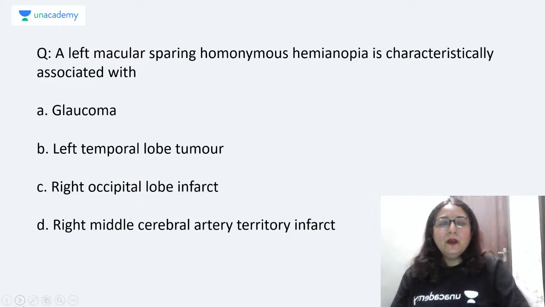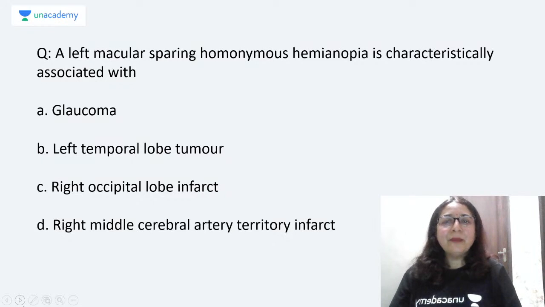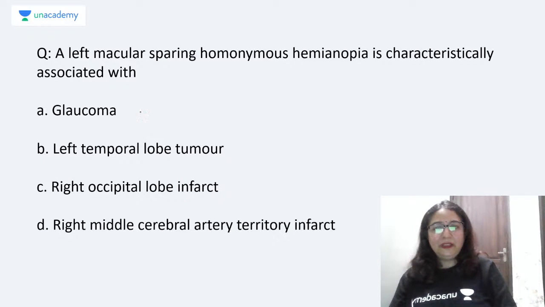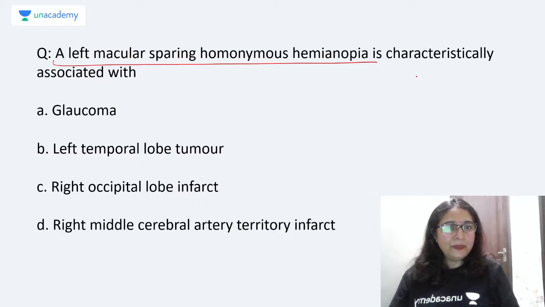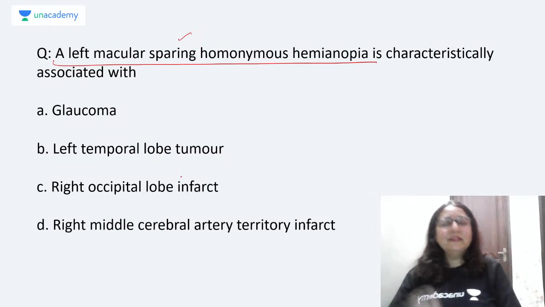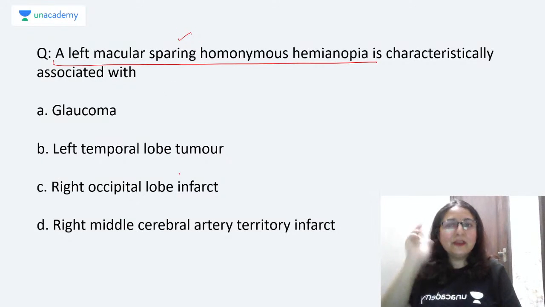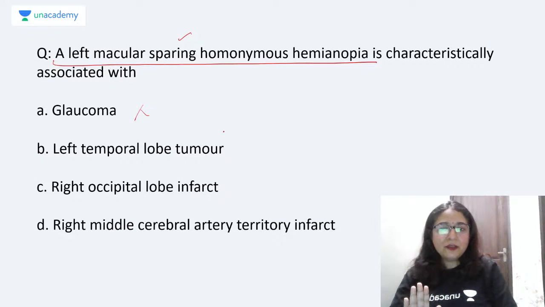Okay, coming to the last MCQ. No, one more is there. A left macular sparing homonymous hemianopia is characteristically associated with which lesion? Again, a revision which I have told you repeatedly: the words macular sparing homonymous hemianopia should ring that the lesion is in the occipital cortex. So this choice is gone, and this choice is gone. So we have these two occipital lesions.